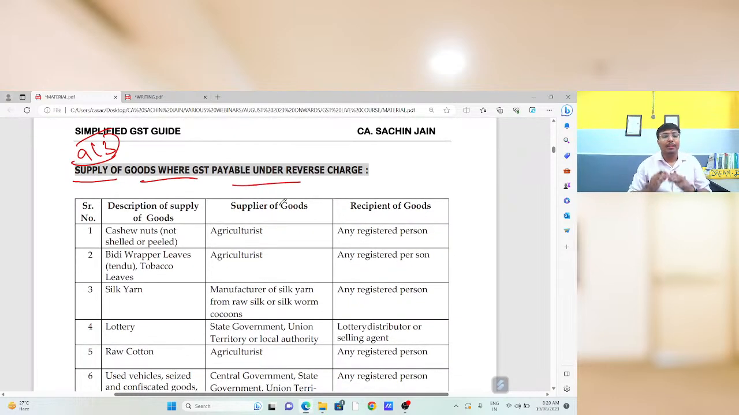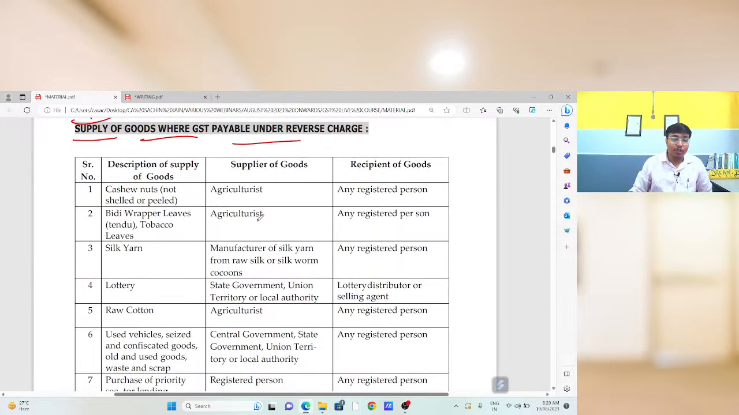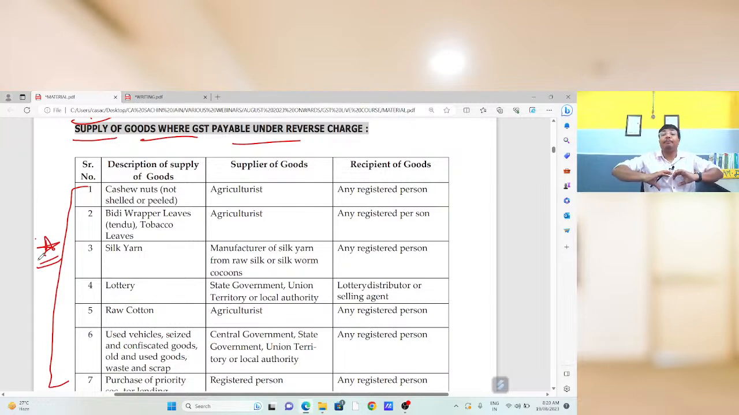Now, supply of goods where GST is payable under the reverse charge mechanism. There are 7 goods specified by the government. If someone makes the supply of these 7 goods, in that case, the supplier is not liable to make the payment of taxes. The recipient is liable to make the payment of taxes. Now, first point, cashew nuts. If a supplier supplies cashew nuts, that supplier is not liable to make the payment of taxes. The recipient is liable to make the payment of taxes.